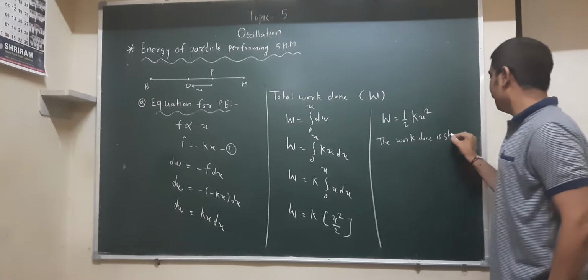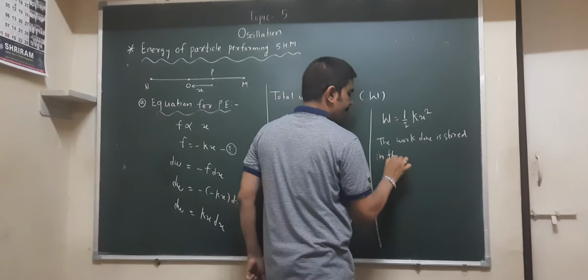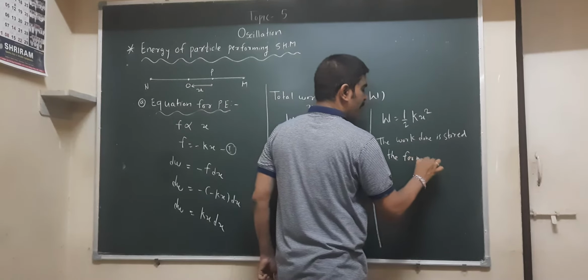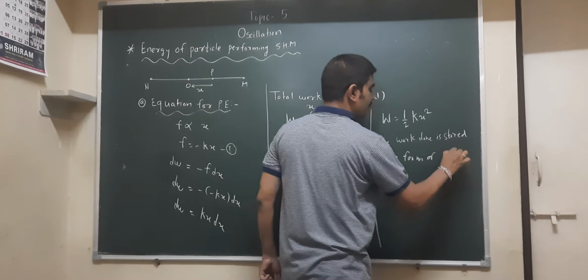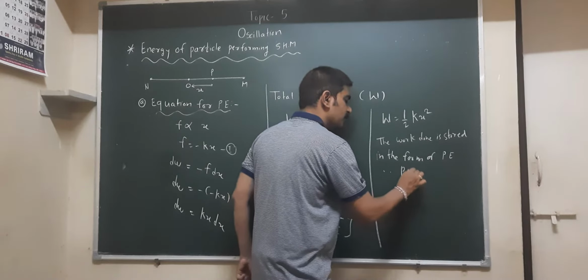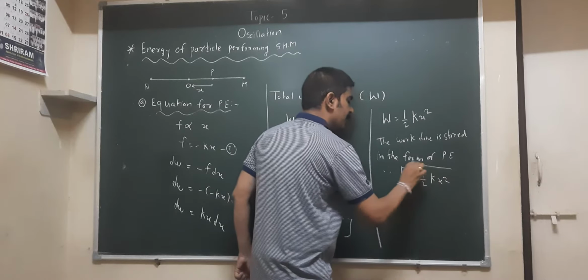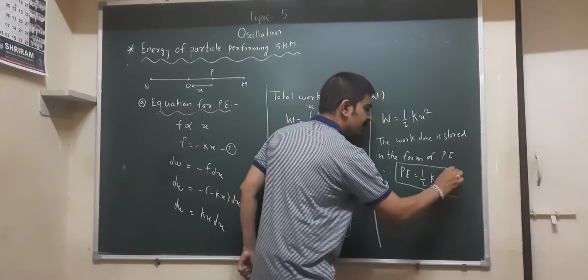and then we can say the work done is stored in the form of PE. Work done is stored in the form of the potential energy. Therefore, potential energy is equal to half kx square. So this is the formula for the potential energy.